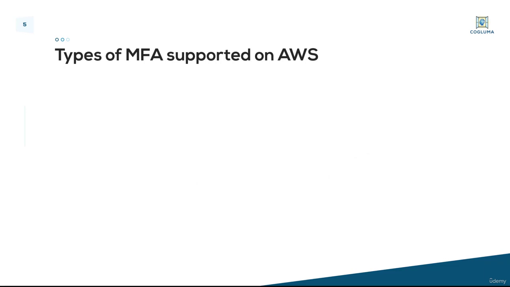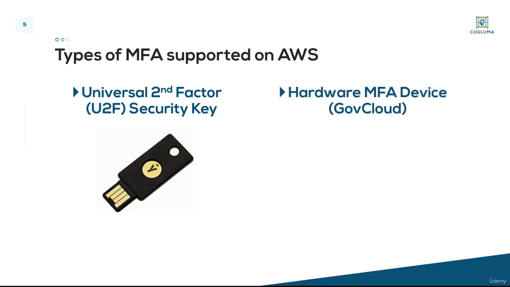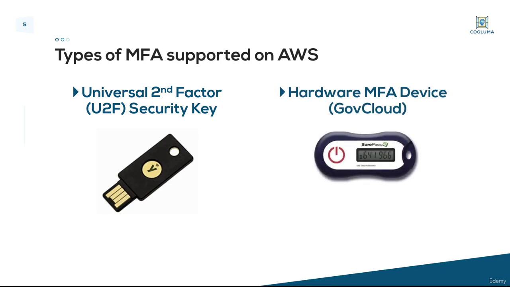AWS also supports Universal Second Factor, or U2F key. Now, this works without the need to put in a code. You just put it into the USB slot, so it works a little bit differently than the other devices. And then there's also the SurePass ID hardware MFA device, and that's only for use on the GovCloud, and we'll talk about the GovCloud a little bit later on in the course.